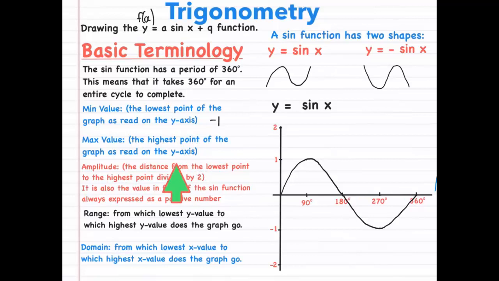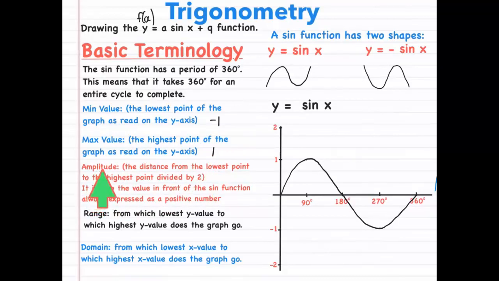Got it? Then how do we find the maximum value? Well, it's the highest point of the graph as read on the y-axis. So we go to the highest point, and then from the highest point we just go to the y-axis and read the value, which is 1. So there we go. Our minimum value is minus 1, our maximum value is 1. Then what is the amplitude?